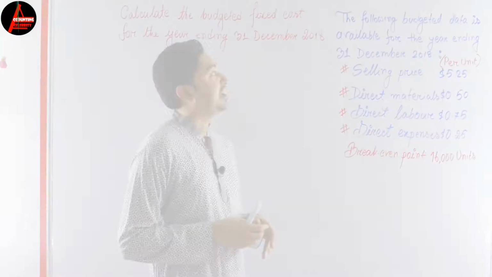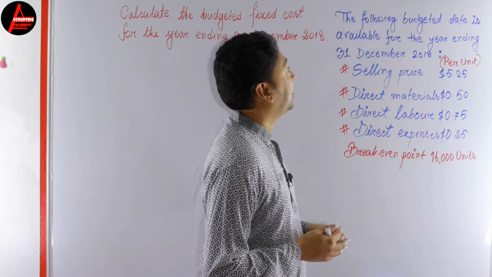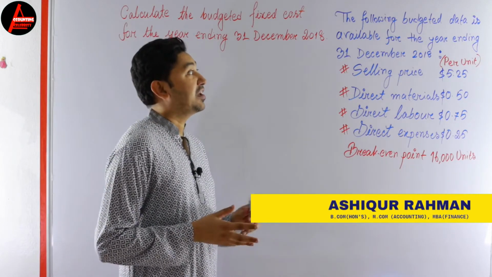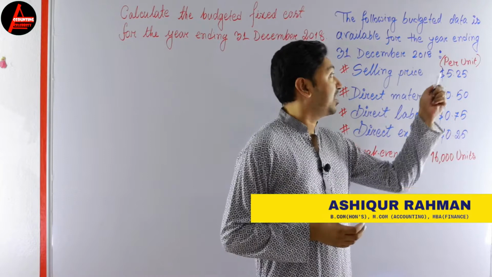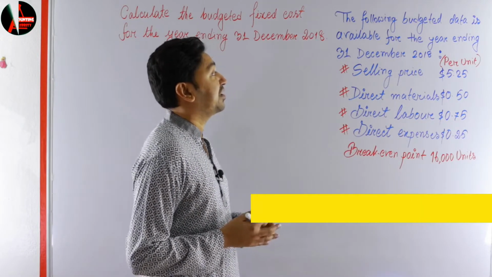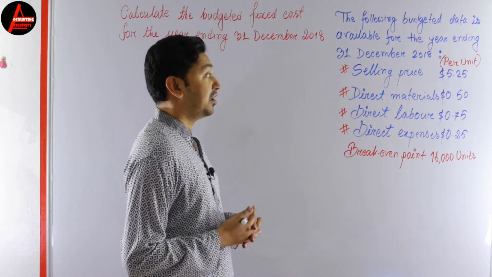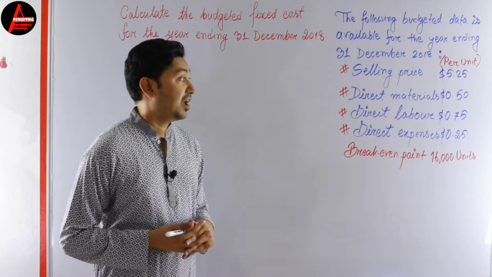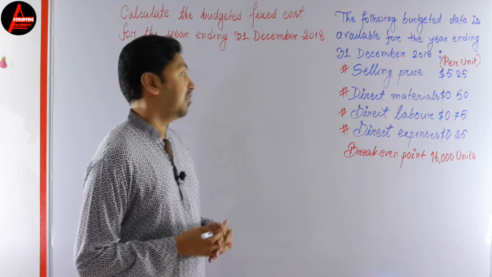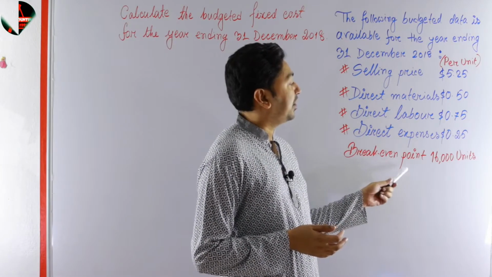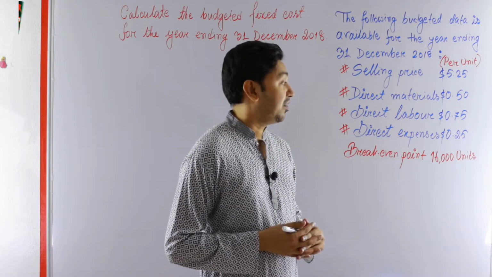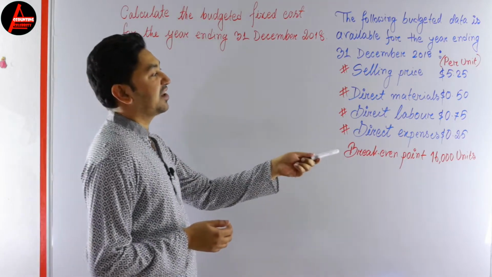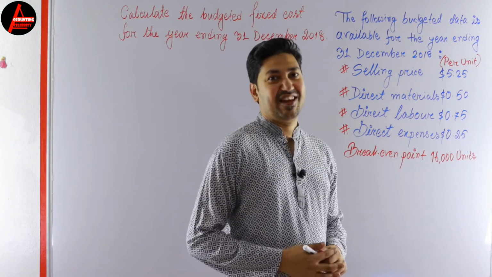The following budgeted data is available for the year ending 31st December 2018. Okay, so selling price is given $5.25 per unit. Then direct materials are $0.5, and then direct labor $0.75, and direct expenses $0.25. Okay, so here break even point is 16,000 units. So that means you have to calculate the budgeted fixed cost for this 16,000 units.